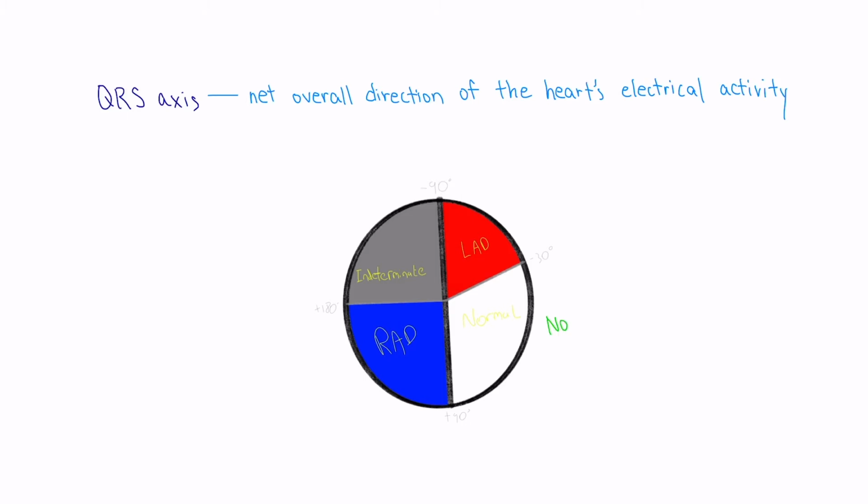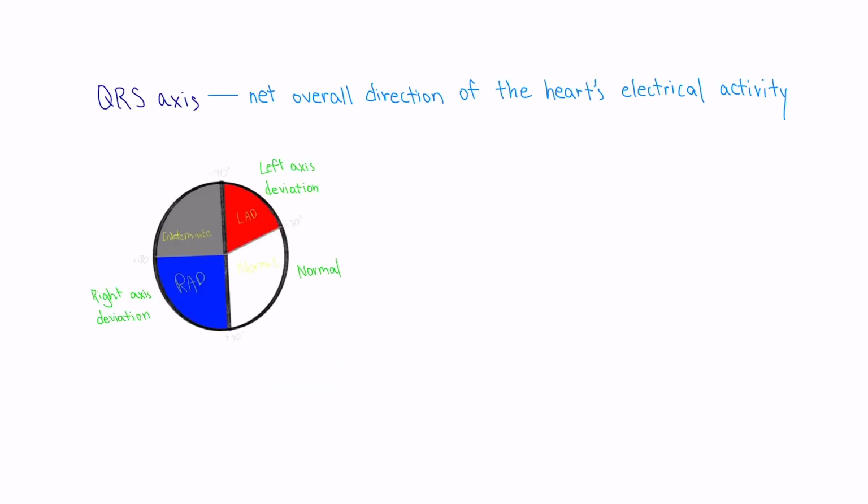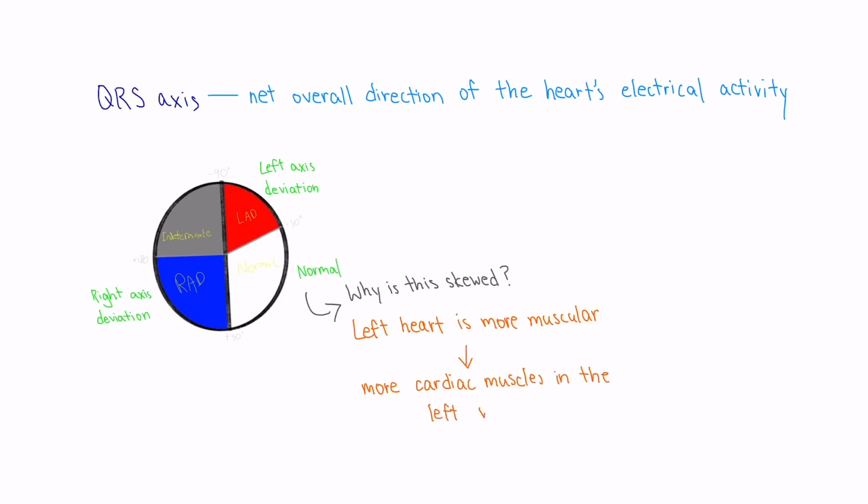Normal is negative 30 degrees to positive 90 degrees. Left axis deviation is negative 30 degrees to negative 90 degrees. Right axis deviation is positive 90 degrees to positive 180 degrees. Why is the normal QRS axis skewed? As you can hopefully remember, the left heart is more muscular, which also means that there are more cardiac muscles in the left ventricle. Therefore, more electrical impulse is needed to contract the left ventricle.